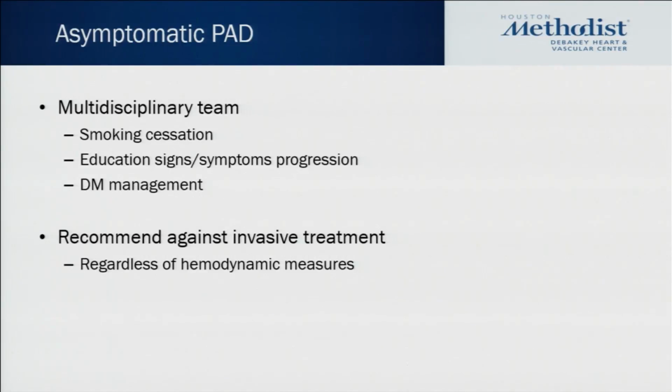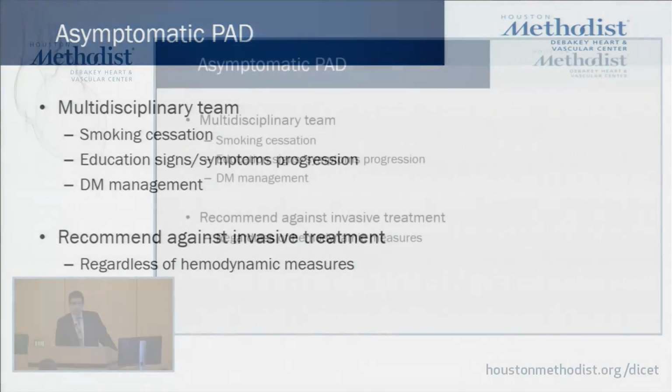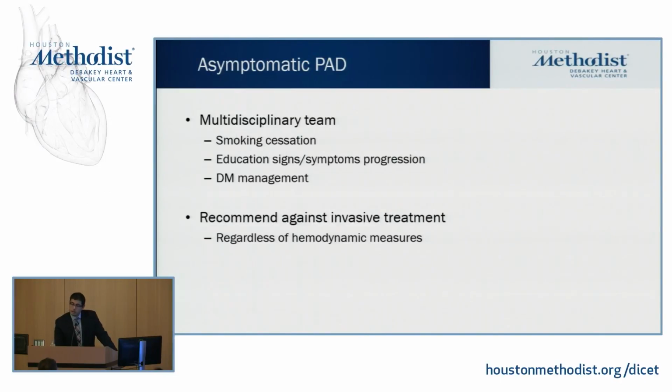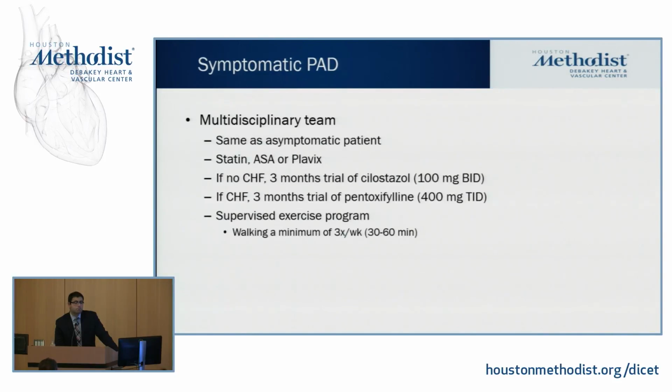For patients that are asymptomatic with peripheral arterial disease, a multidisciplinary team needs to look at the patient and suggest they stop smoking, educate them about the signs and symptoms of progression, and manage diabetes and blood sugar. The recommendation from our society is against invasive treatment if the patient is asymptomatic, regardless of their hemodynamic measures on the ABI.